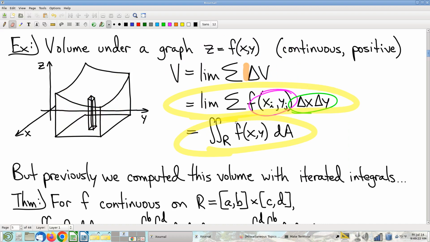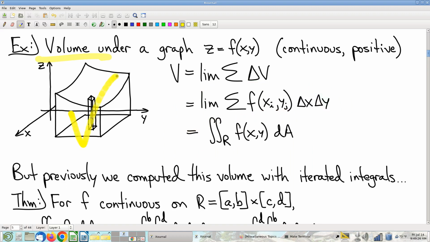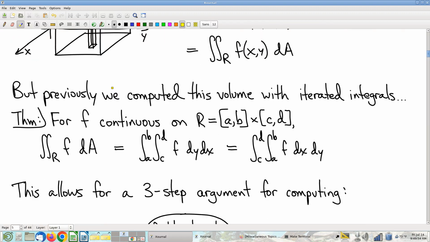All right. Now, you could make the case we already knew the answer to that question. We already computed the volume under a graph. We did it with iterated integrals. So what's the point of doing it again? I'll remind you, we've seen many examples so far, and we're going to continue to see more. It's nice to compute something two different ways. Among other motivations, if you compute something two different ways, both of the answers must be equal. And that's the big result here.